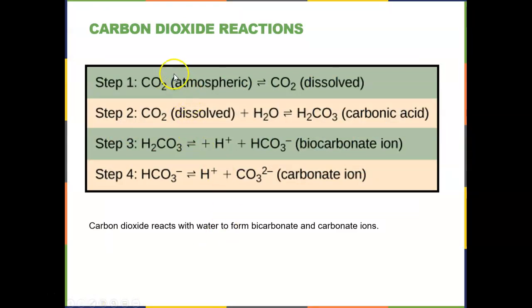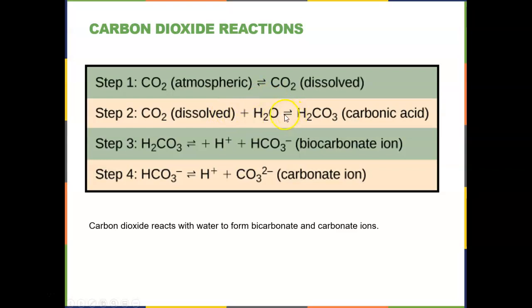Now, as I mentioned, carbon dioxide is a major component in the atmosphere. But we see that it can cycle back and forth between carbon dioxide in the atmosphere and carbon dioxide dissolved in oceans, primarily oceans. Now, this dissolved carbon dioxide, in a second step in a waterway, can combine with water to form a reversible reaction.